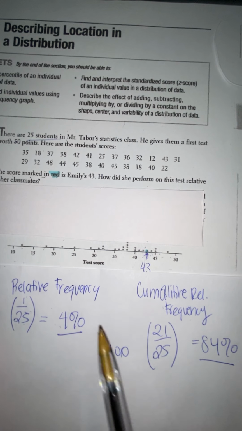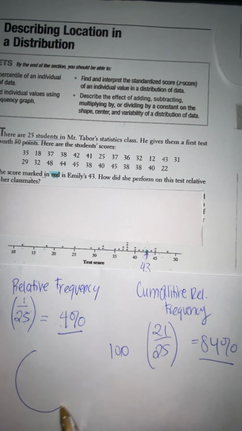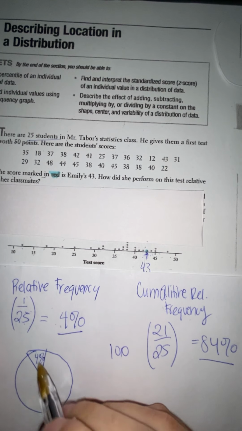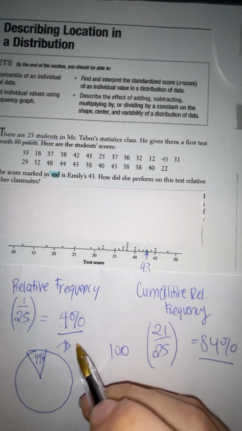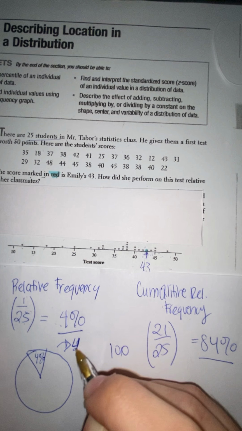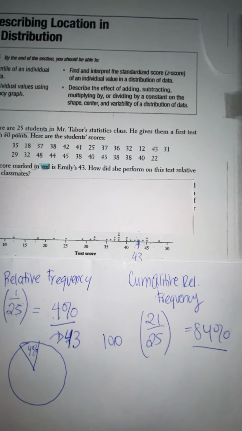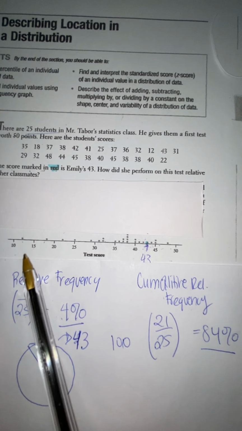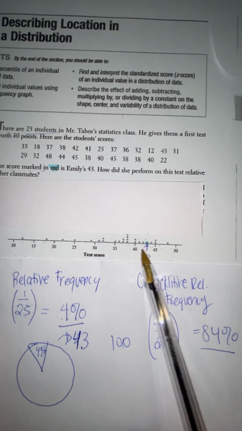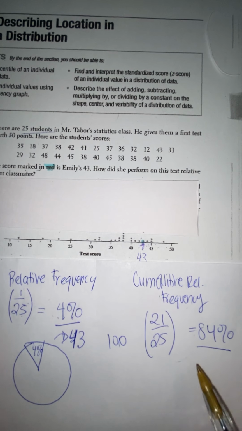So the 4% means that only 4% of the students scored a 43. This is useful in a pie chart. You can say, 4% of the students, this little piece right here, scored a 43 in the score distribution. Now, cumulative relative frequency says that the students who scored less than or equal to 43 are in the 84th percentile. So Emily is in the 84th percentile.